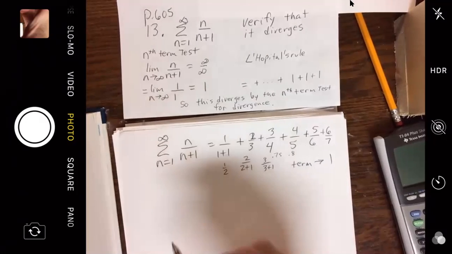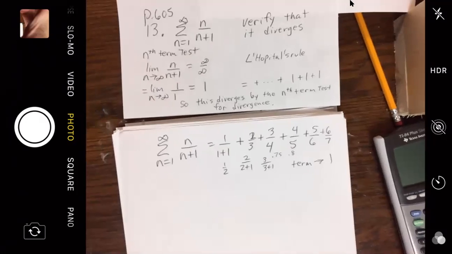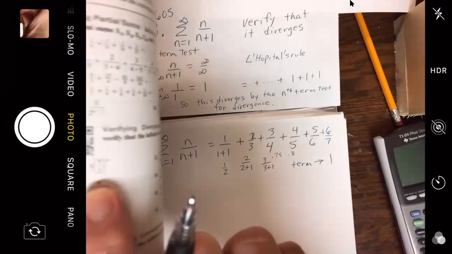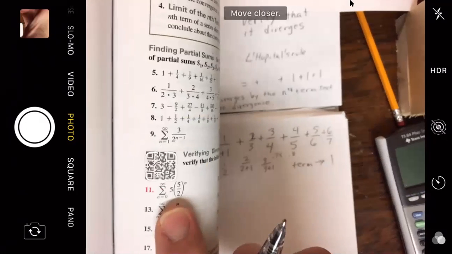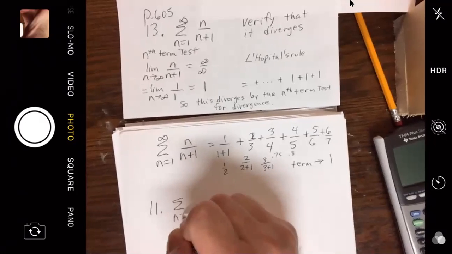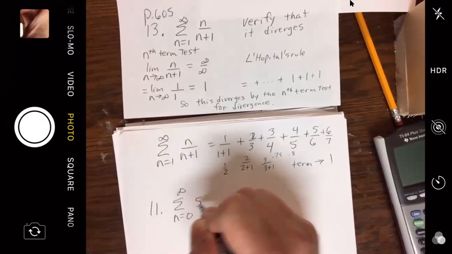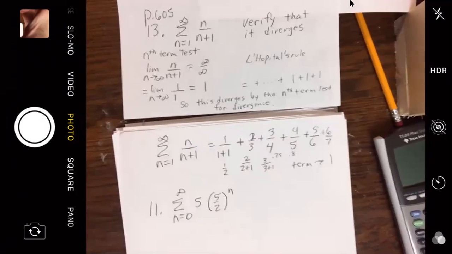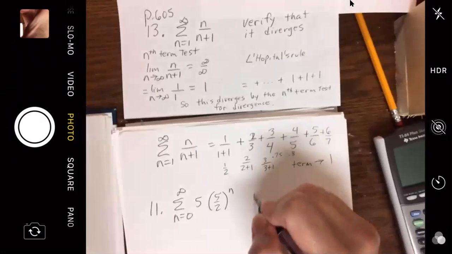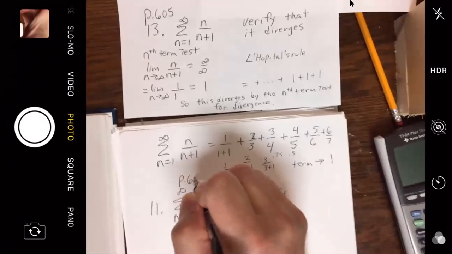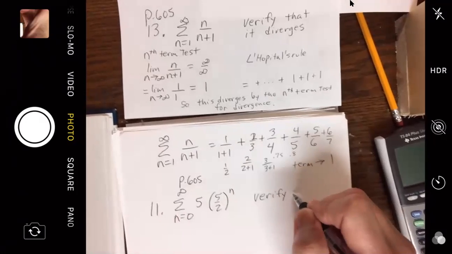Let me show you problem 11, because it doesn't use the same test. Summation n equals 0 of 5 times 5 halves to the n. Verify. It's off page 605. Oh, we're about an hour. This diverges.